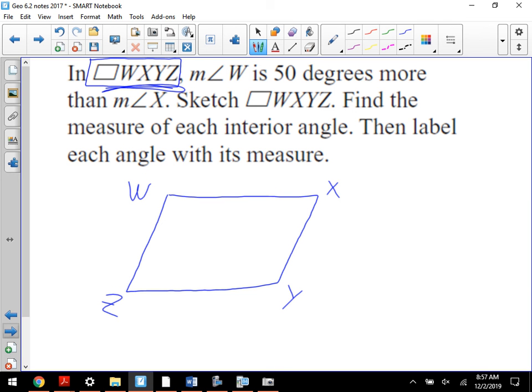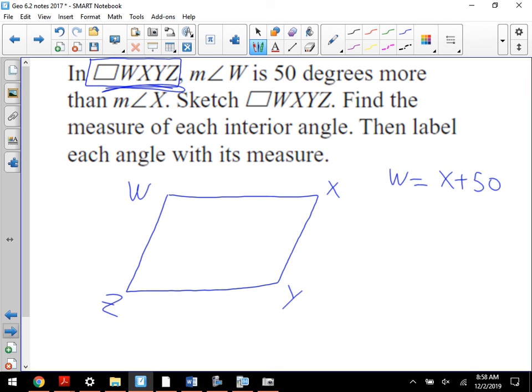Angle W is 50 more than X. So if X is 10, what would W be? 60. So the idea is if it's 50 more than X, it's 50 more than whatever X is. Everybody okay with these so far? All right.